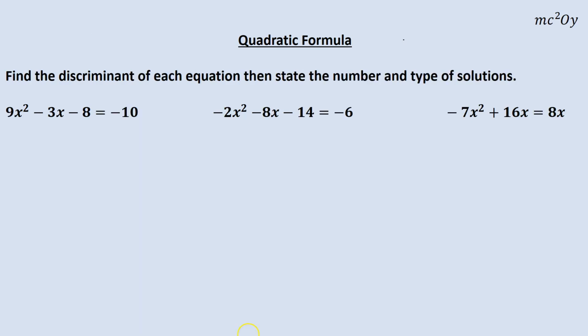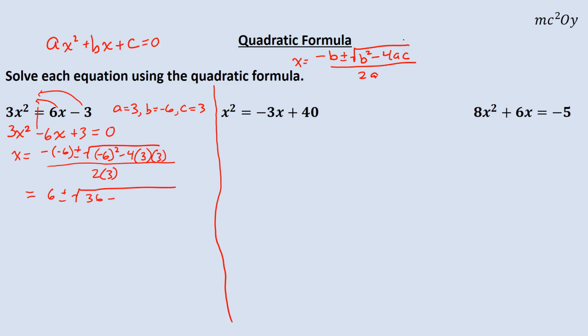Sorry about that. That's going to give me negative 36 all over 2 times 3, which is 6. And so we get 6 plus or minus, well, 36 minus 36 is 0, so we get the root of 0 over 6. And notice root 0 is just going to cancel that out, so I'm just going to be left with 6 over 6. This part's just going to disappear, and the plus or minus is then gone, which means x equals 1.